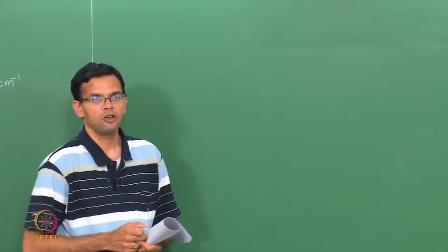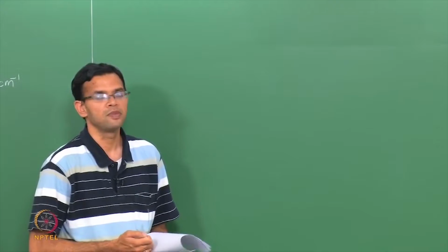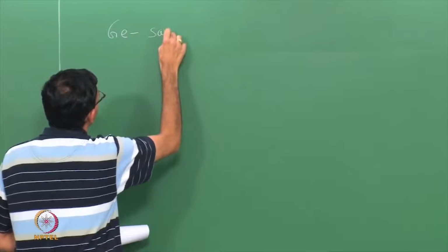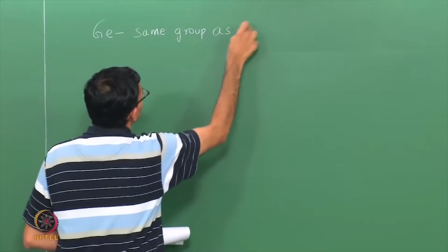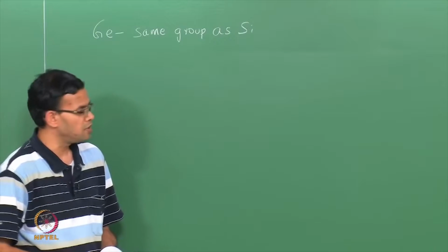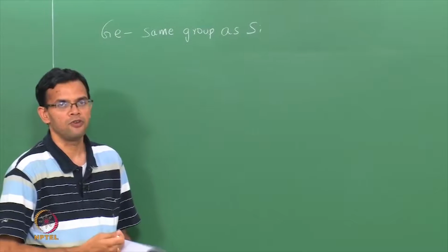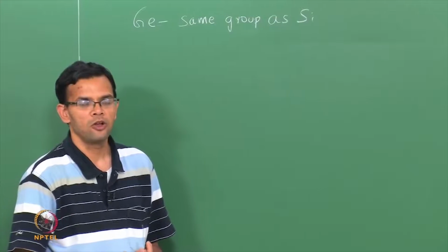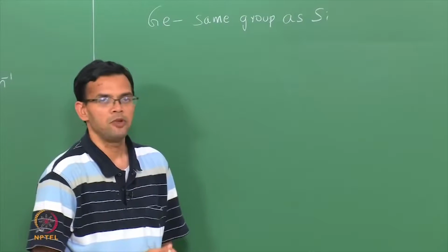So far we only talked about silicon. So what about other semiconductor materials and doping in them? If you look at germanium, germanium lies in the same group as silicon. Which means all the elements that we used as dopants for silicon could also be used for germanium. So we can use your group 5 elements like phosphorus or arsenic as an N type dopant. Could also use your group 3 elements like boron as a P type dopant.